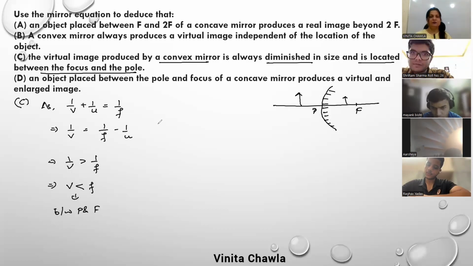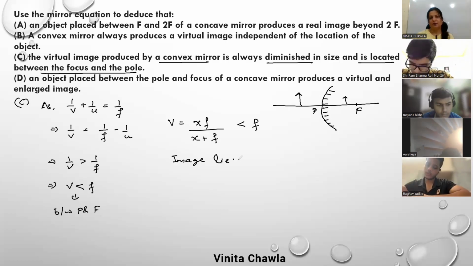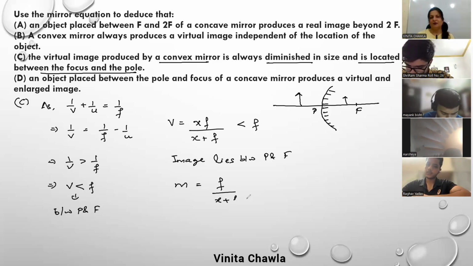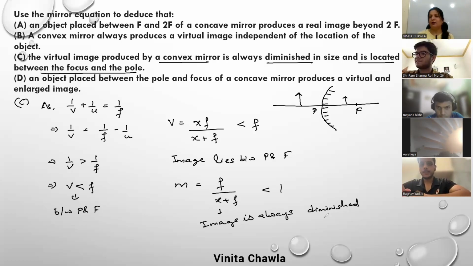The second way of doing this question is that in the previous section we found that V is equal to XF upon X plus F. This is less than F, therefore the image lies between P and F. And magnification is F upon X plus F, which is less than 1. Therefore the image is always diminished. We can do this question like this. So there are two ways of doing it.